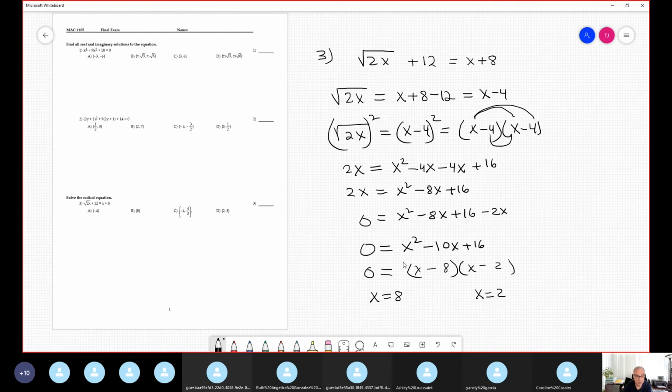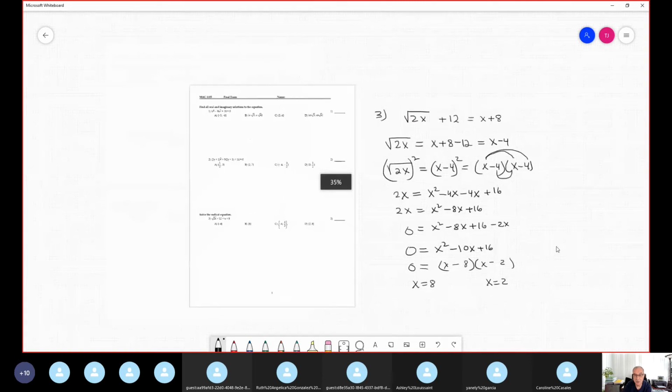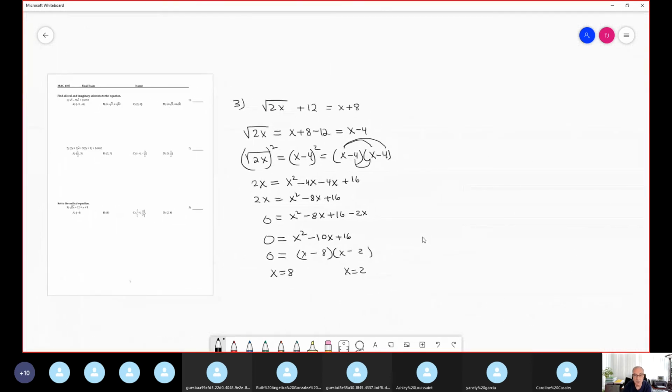No, I need to check it. You see in the multiple choice, we have one option that contains both. However, I need to check it. Check it where? In the original equation. Okay, and the original equation is this.